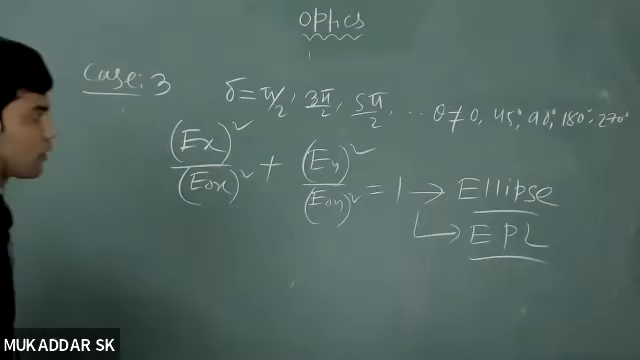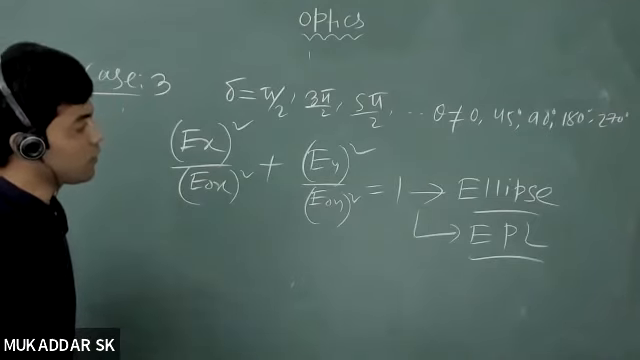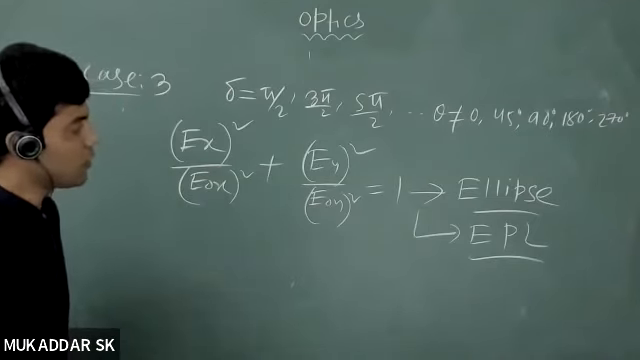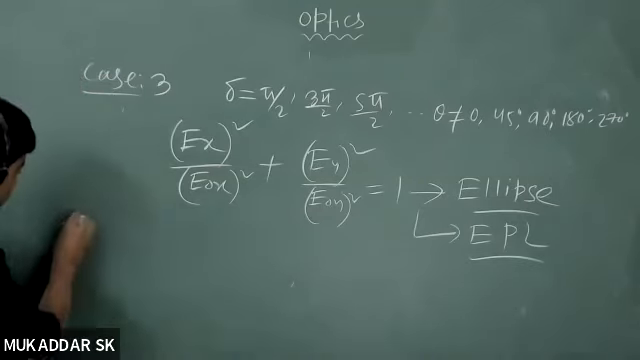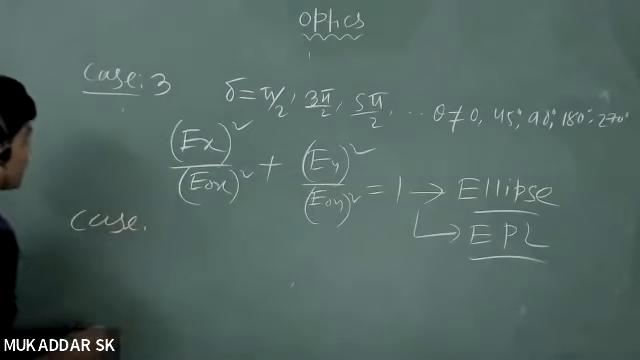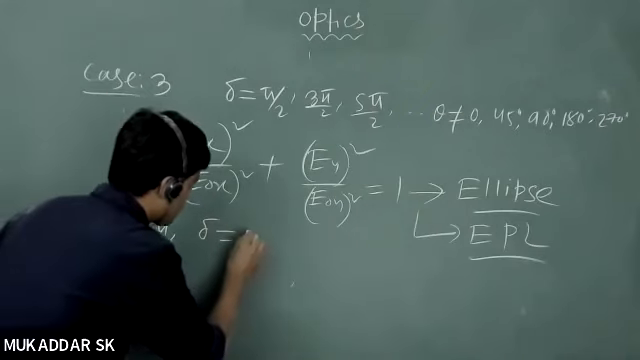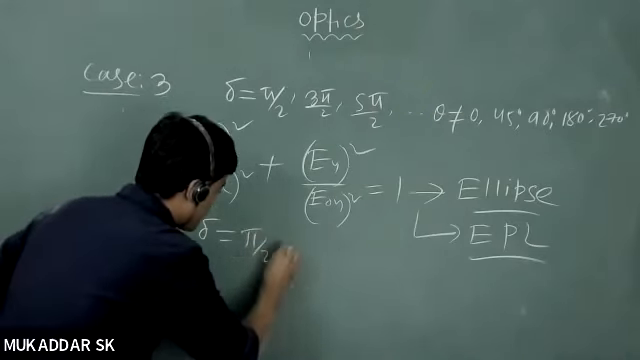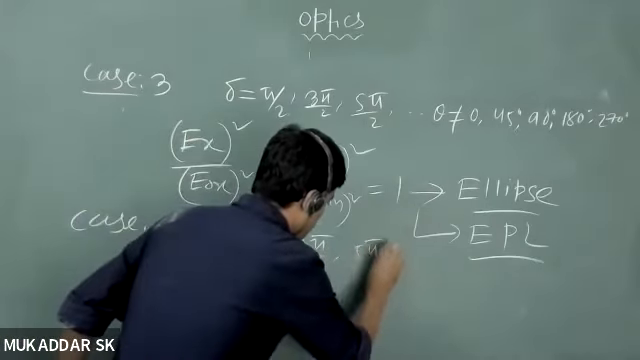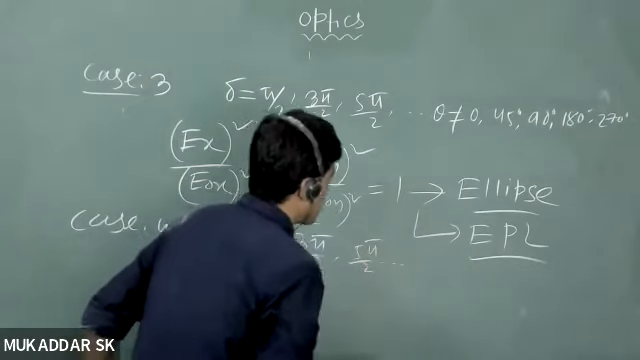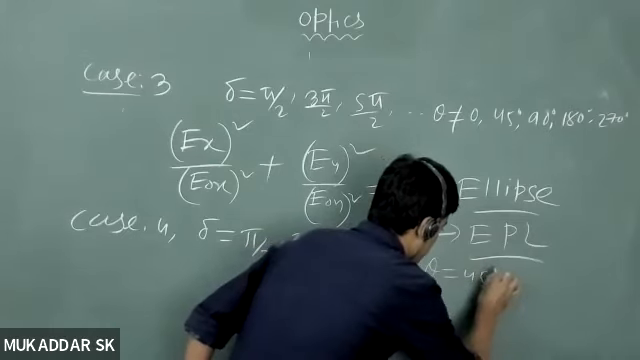Now why that theta? What will happen if we take theta equals to 45? I'll discuss every theta. So case number 4 I'll discuss. Now in case number 4, what is happening? I'm taking the same delta, which means delta can be pi by 2, 3 pi by 2, 5 pi by 2, and so on. But now theta is 45 degree. Can you please tell me what will happen in this case?